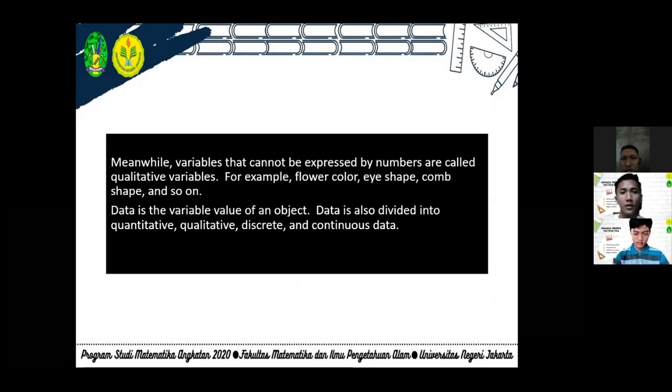Variables that cannot be expressed by number are called qualitative variables. For example, flower color, seed shape, comb shape, and so on. Data is the variable value of an object. Data is also divided into quantitative, qualitative, discrete, and continuous data.